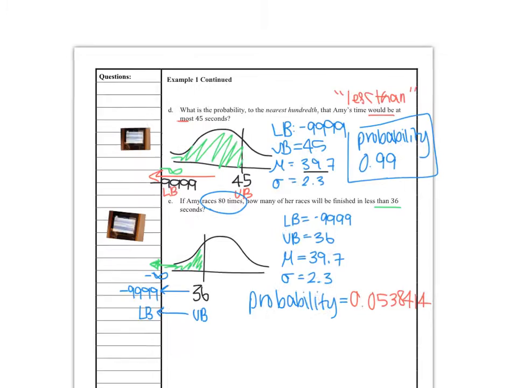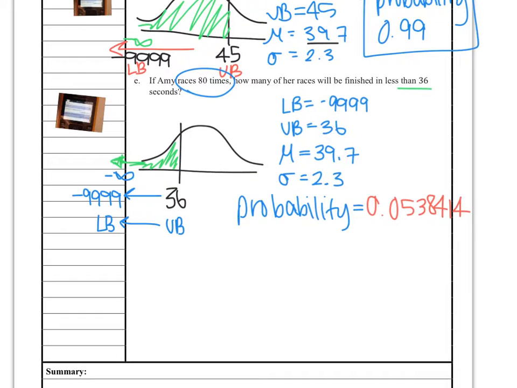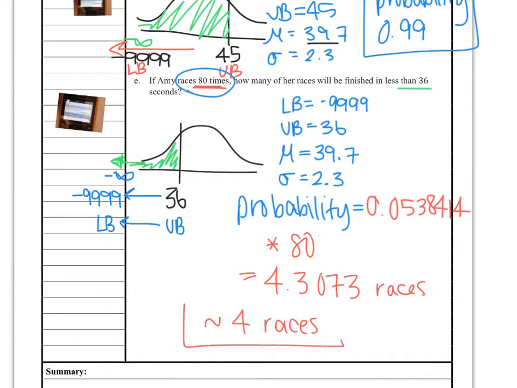So now that I know the probability that she'll finish her race in under 36 seconds, if she races 80 times, I can just simply multiply by 80. So take your probability and multiply it by 80, and we end up finding that 4.3073 races is where she would finish in under 36 seconds. Well, we're not going to race 4.3 times, we're going to race about 4 times in under 36 seconds. That little tilde means about, if you want to use that.